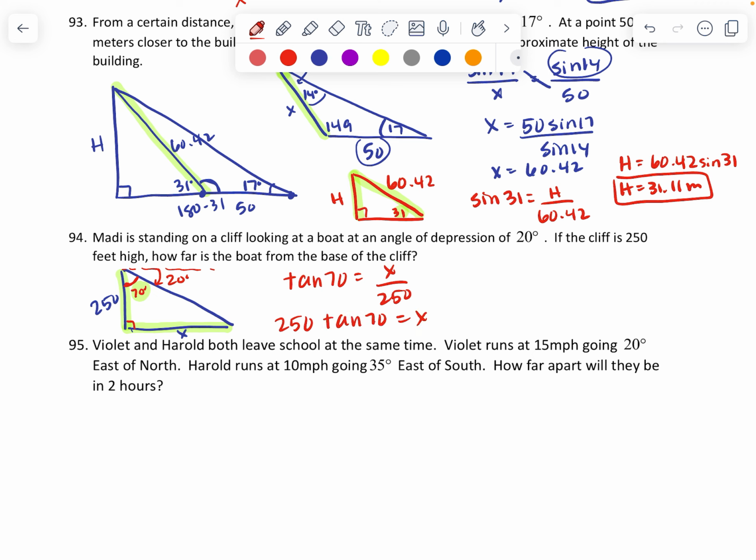I'm plugging that in. 250 tangent of 70. I got that it's 686.86 or something like that. And I think we're at feet again.